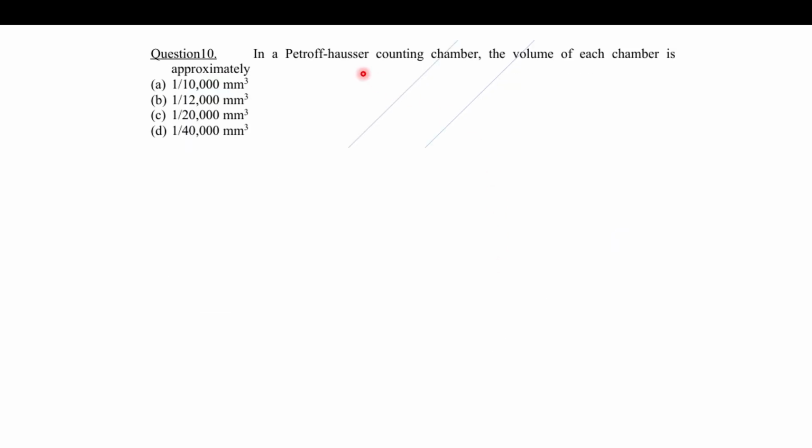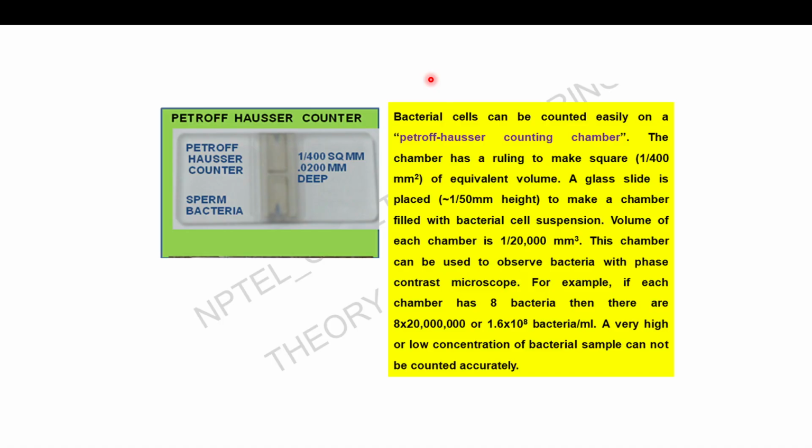Now you have something called a counting chamber, the Petrov-Hausser counting chamber, where you count the bacterial cells. You have a suspension of cells, which is not really plated but spread over this chamber. These chambers have characteristic dimensions. The chamber has squares of equal volumes. This is basically a glass slide.